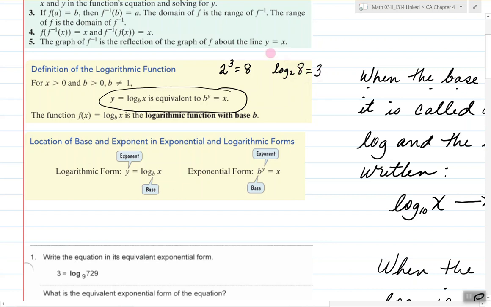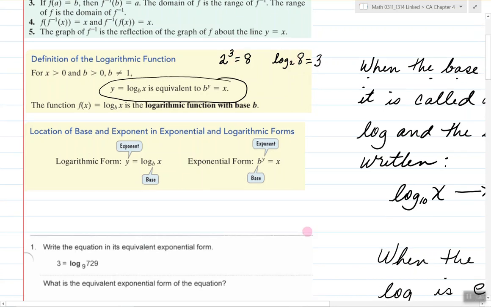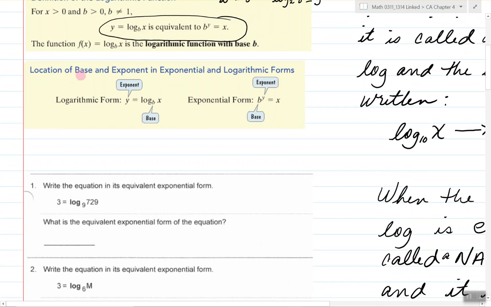We will be switching statements back and forth between these two forms. The location of the base and the exponent in exponential and logarithmic forms. Log form, y is equal to log base b of x. In exponential form, you start with the base. The exponent is what the log is equal to, so it's b to the y is equal to x.